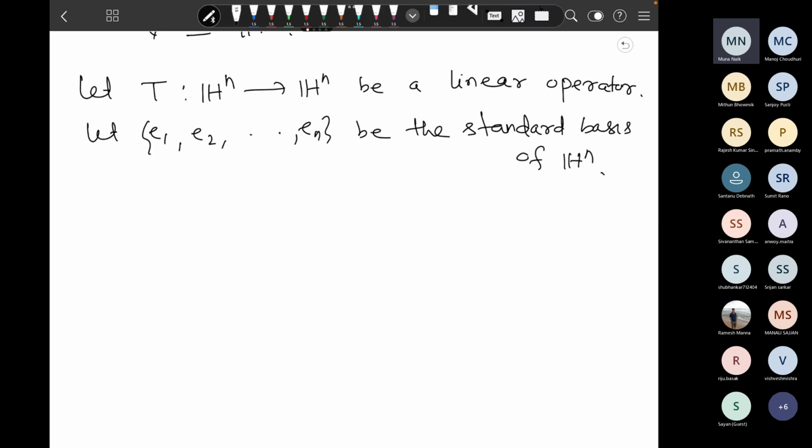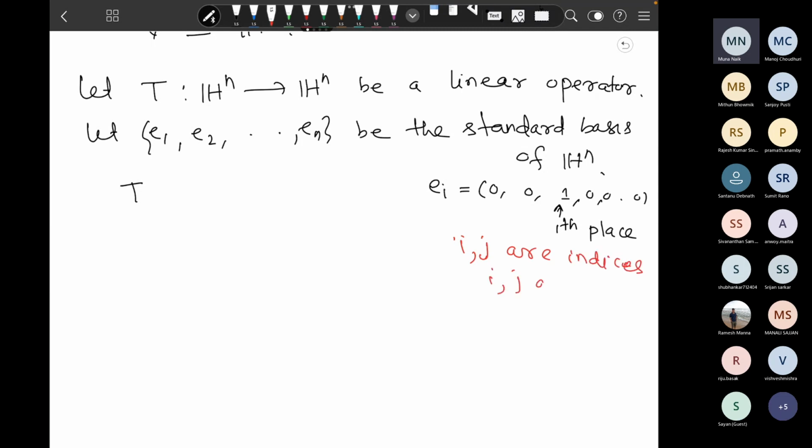How do I do that in the complex case? By standard basis you mean 1, 0, 0, ..., right? Yes. The nth entry is 1 and everything else is 0. So Ei is 0, 0, ..., 1, 0, 0, ..., with 1 in the ith place. In this section I and J are indices, not quaternions, only temporarily. This is how you see the matrix.